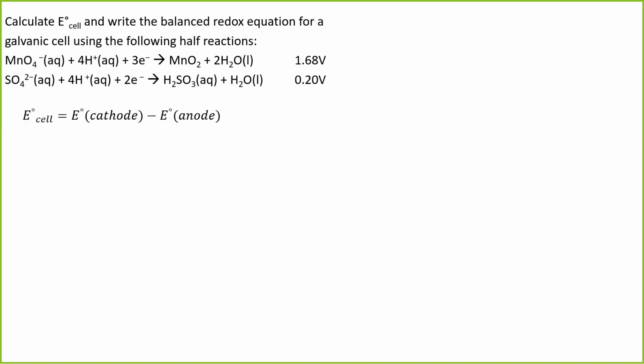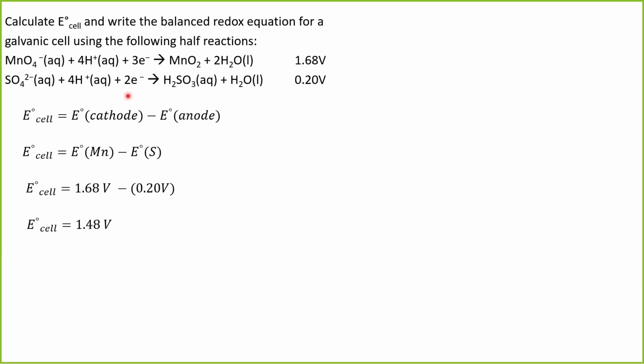To get a positive value for E cell, our manganese must be the reduction and our sulfur must be the oxidation. So E cell is going to be 1.68 volts minus 0.2 volts. Our E cell is going to be 1.48 volts. Now let's write the balanced redox equation.